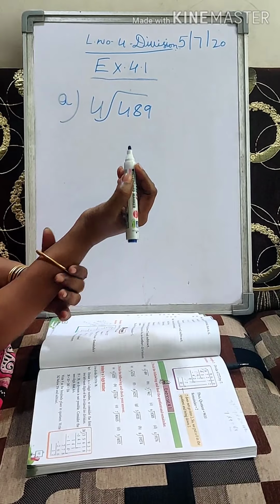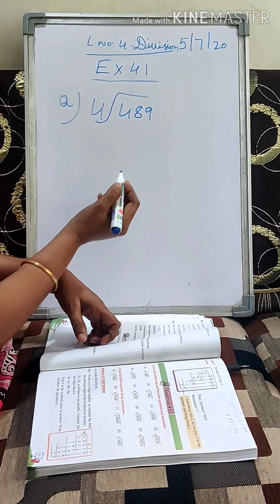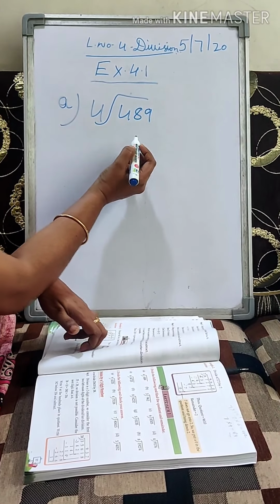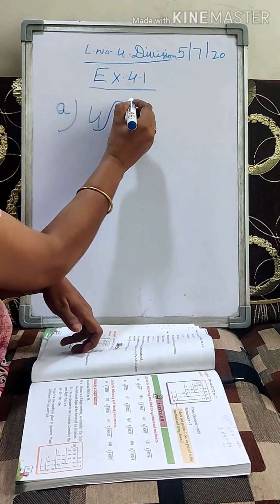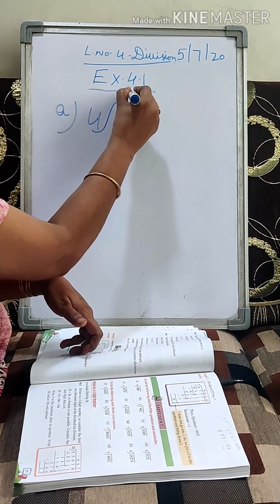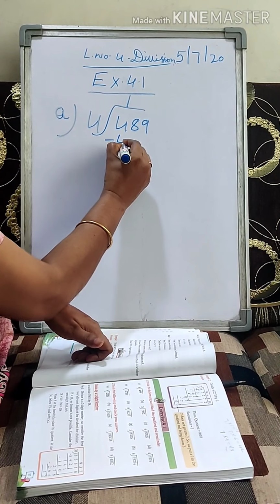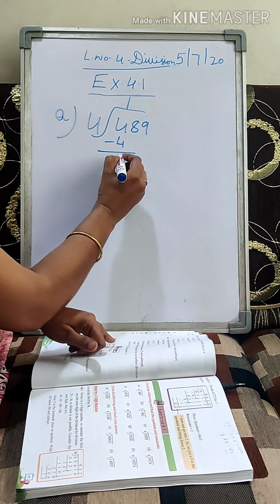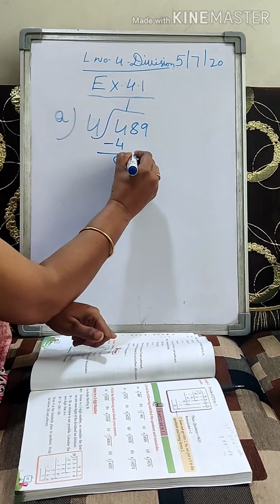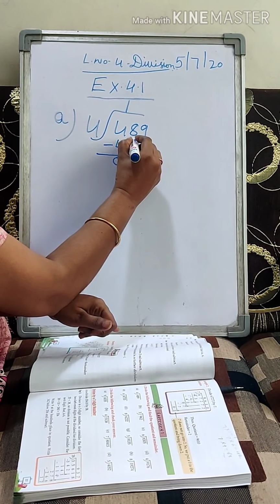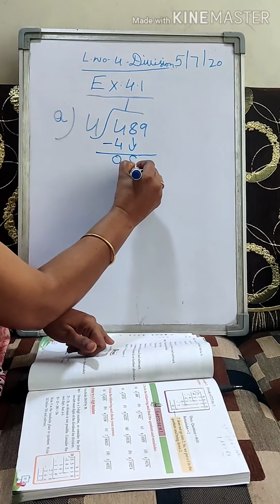First of all, you see how many 4s are there in 4. How many 4s are there in 4? 1. 4 ones are 4. So you write 1 at the quotient place and write 4 below 4 and subtract it. You will get 0. Then you bring down the next digit, that is 8.